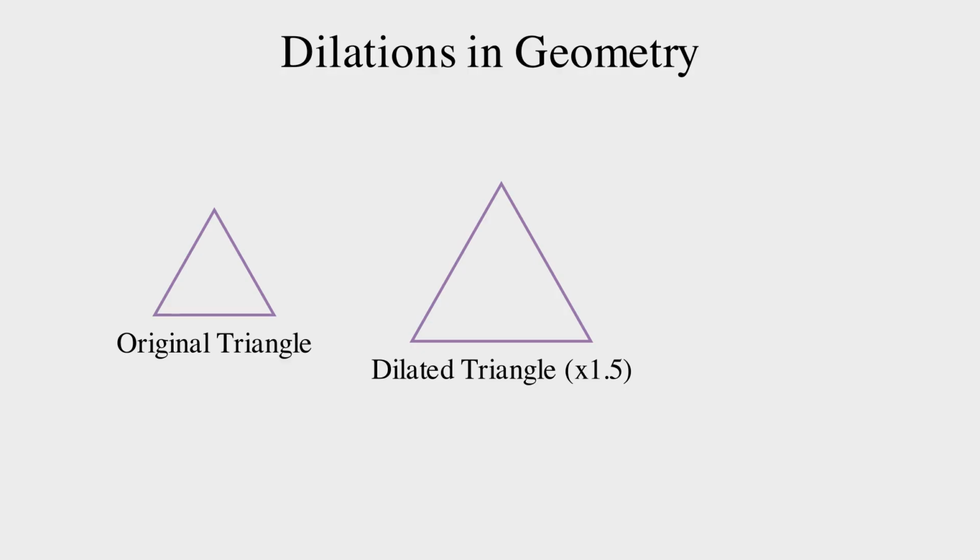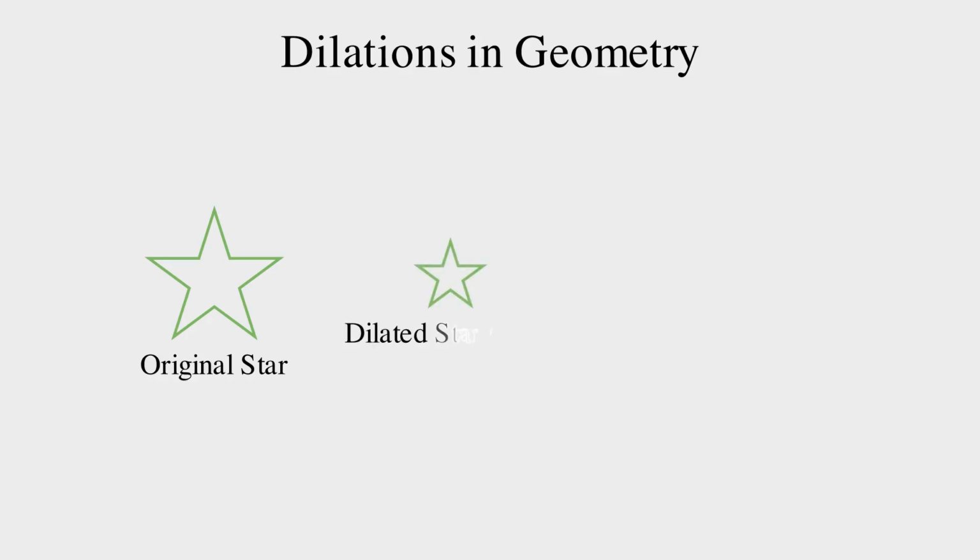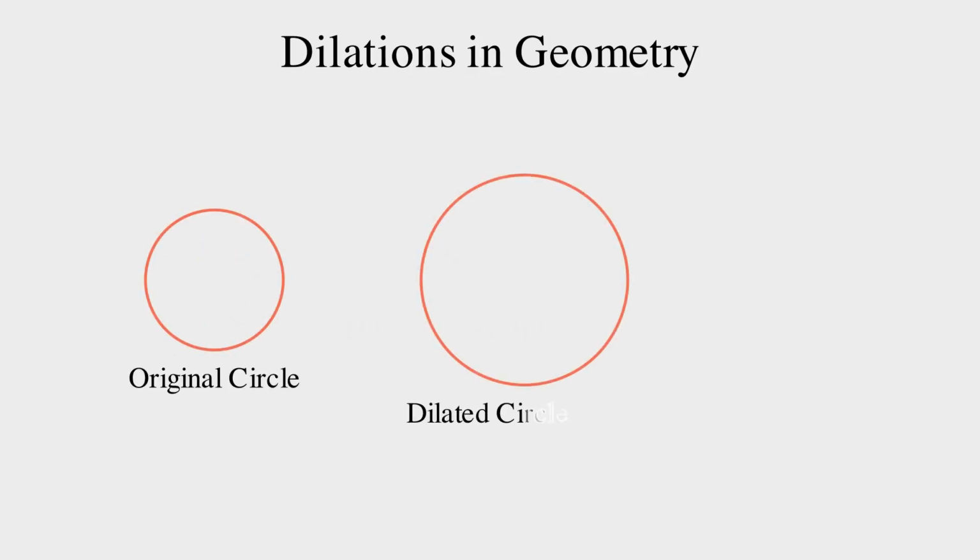Let's see some examples. First, imagine a small square. If we apply a dilation with a scale factor of 2, the square doubles in size, but it's still a square. Now, think about a star shape. If we use a scale factor of 0.5, the star shrinks to half its size, but every point stays in proportion. How about a circle? A dilation makes the circle grow or shrink, but it always stays perfectly round.